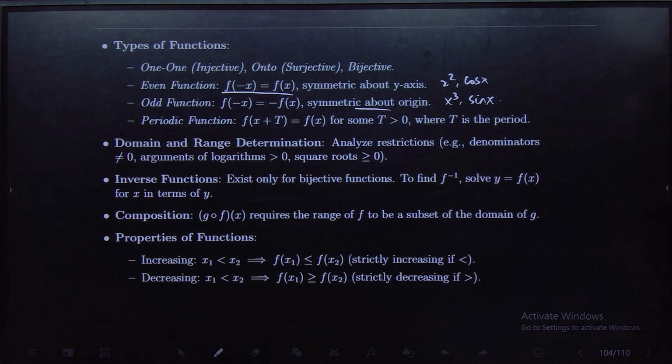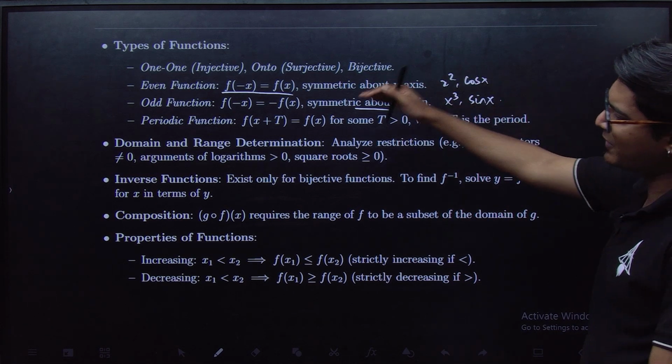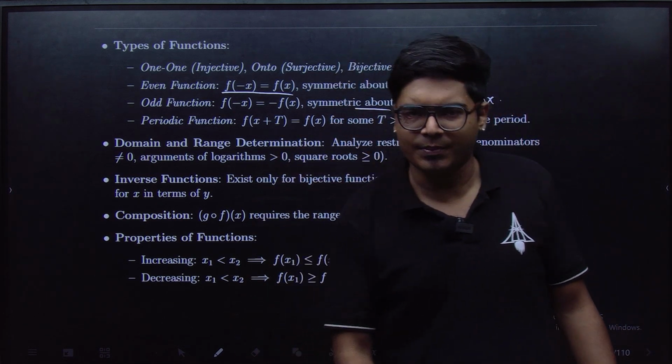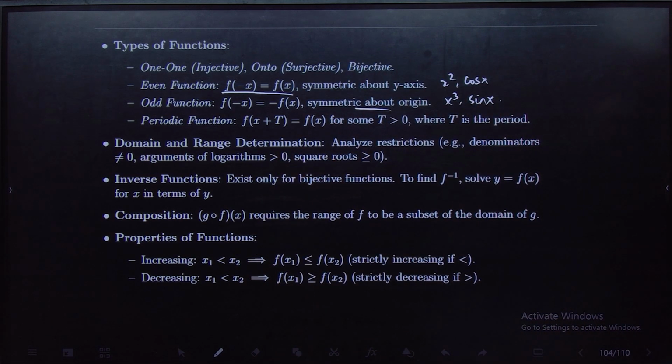Periodic functions, if f of x plus T is equal to f of x for some T greater than 0, then T is called the period of this function, okay? And this function is known as a periodic function. We saw this for sin and cos. The period is 2 pi, right? Okay. Domain and range determination, analyze the restrictions, okay?